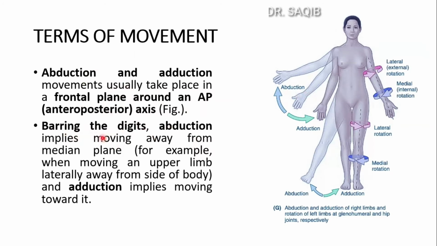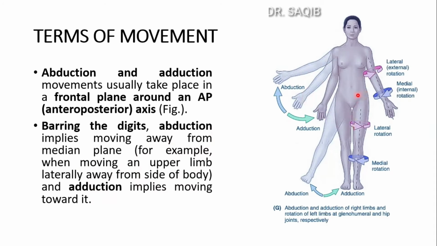Except for the digits, abduction implies moving away from the median plane. For example, when moving an upper limb laterally away from the side of the body, and adduction implies moving toward it. Here you could see this. This is away from the body at the glenohumeral, the shoulder joint, and this towards the body. This is adduction, right?